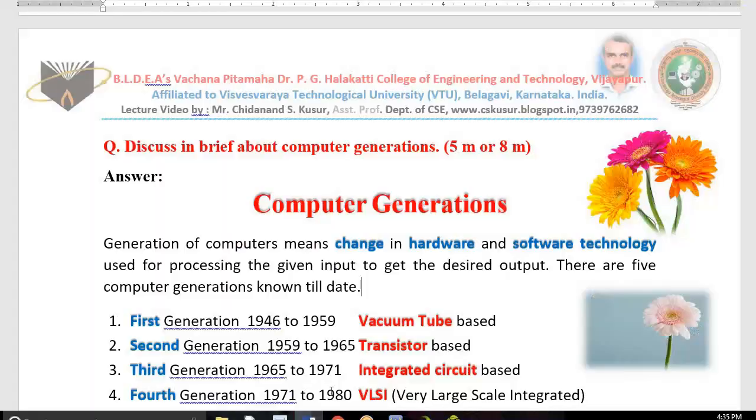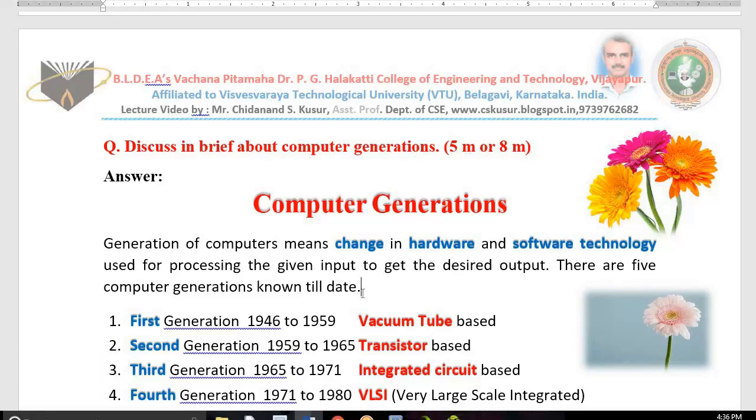In today's class we discuss one more very simple and most important topic named computer generations from module number 1. You may get a question on this topic in the first internal or in the VTU main examination. The question will be like this: discuss in brief about computer generations. They may ask for 5 marks or more marks also.